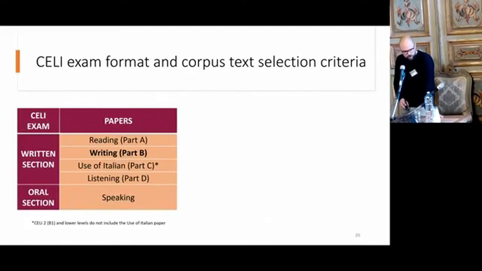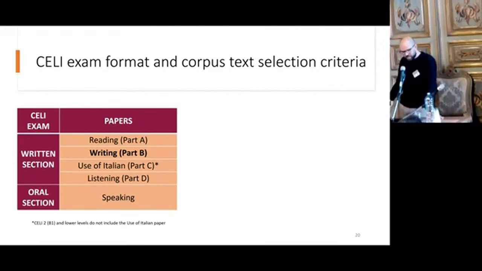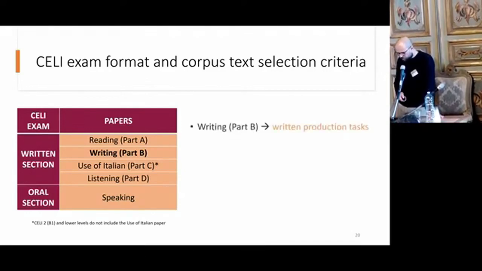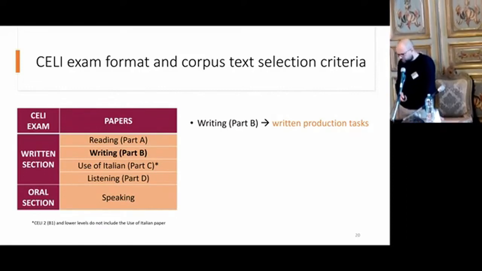What is the format of the CELI exams? CELI exams are divided into two main sections, a written section and an oral section. Within the written section, we have several papers like reading, writing, use of Italian, and listening. If we take writing, we see that writing is composed of different written production tasks, which we selected to be included in the CELI corpus.